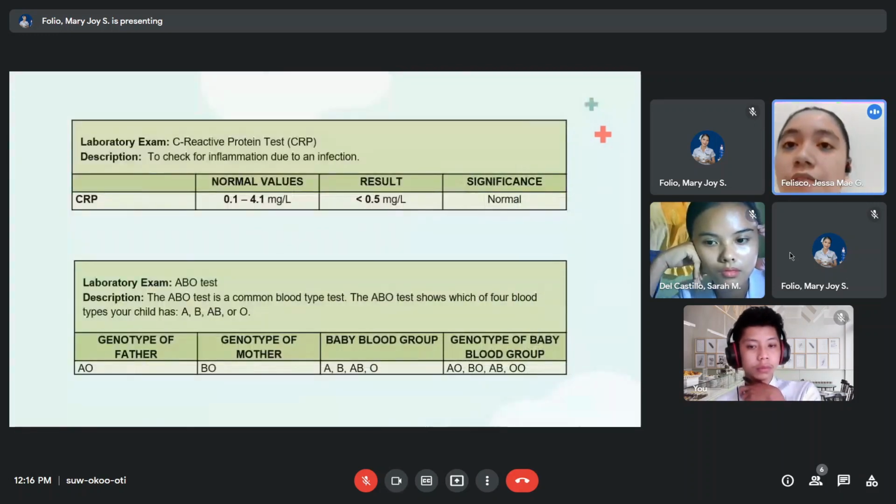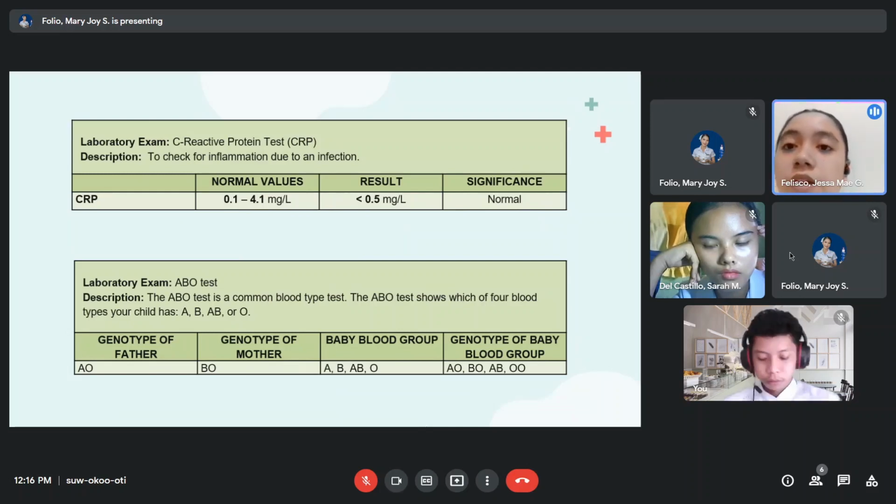Next we have another laboratory exam, the C-reactive protein test, or the CRP. This is used to check for inflammation due to an infection. For the CRP, the normal value ranges from 0.1 to 4.1, and the result is less than 0.5. So this signifies that the CRP is normal.